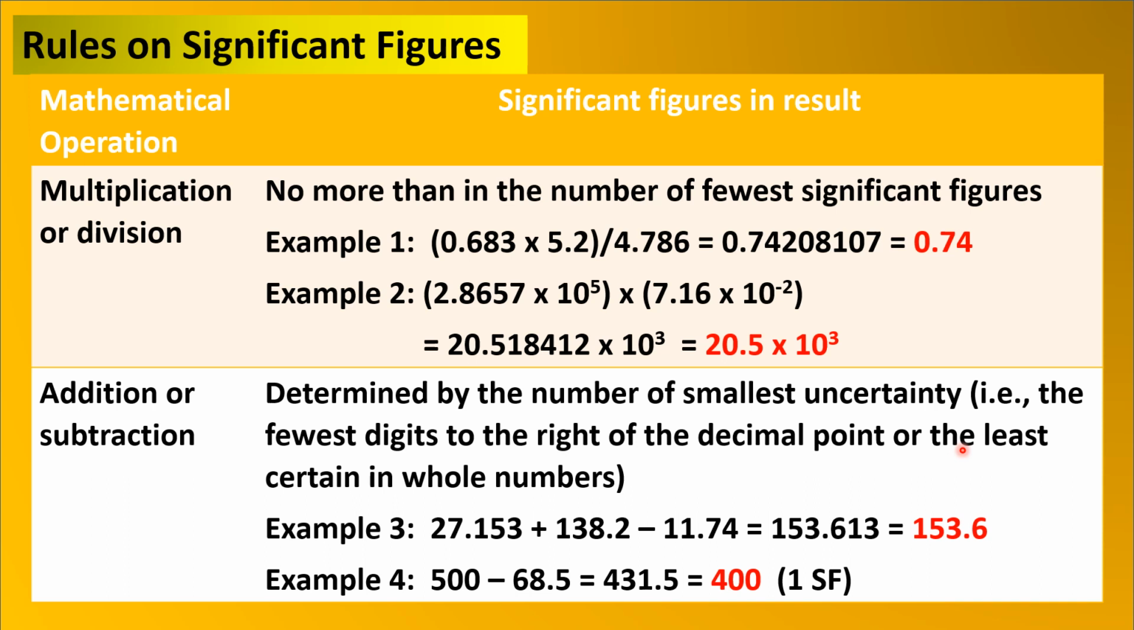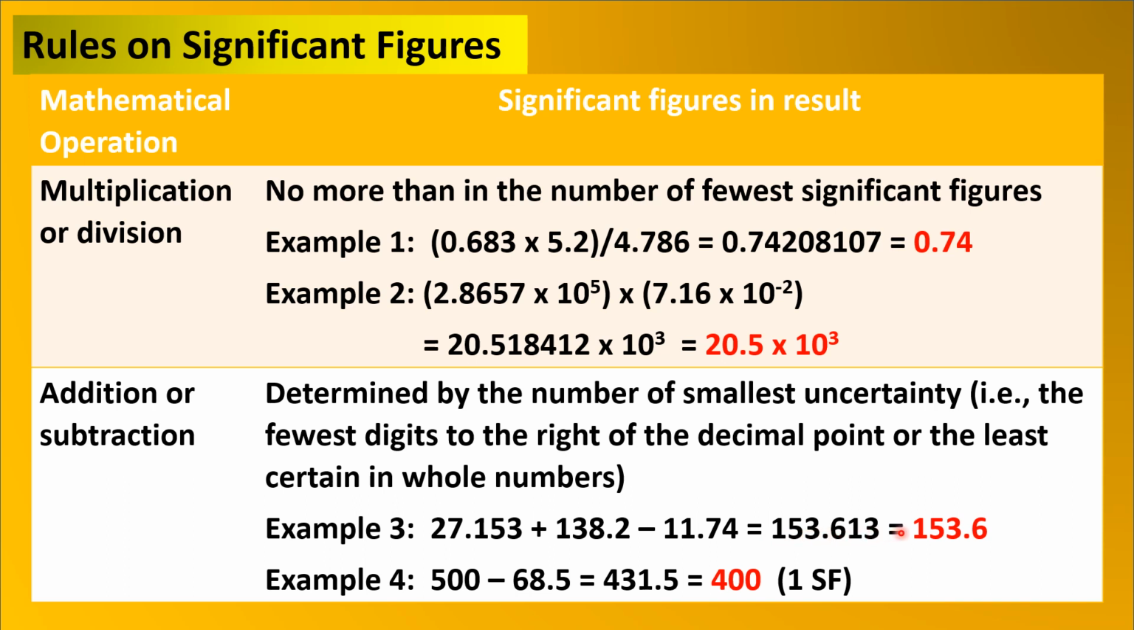All right, let's have example number 3. These 3 numbers contain digits after the decimal point. Like 27.153 has 3 decimal places, 138.2 has 1 decimal place, and 11.74 has 2 decimal places. So when added and subtracted, this is what we will get: 153.613.